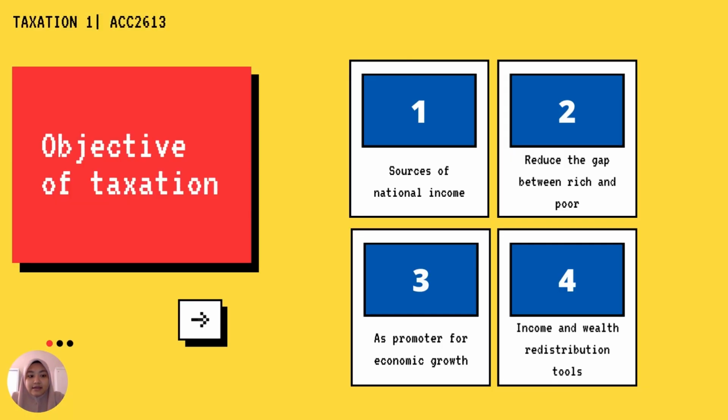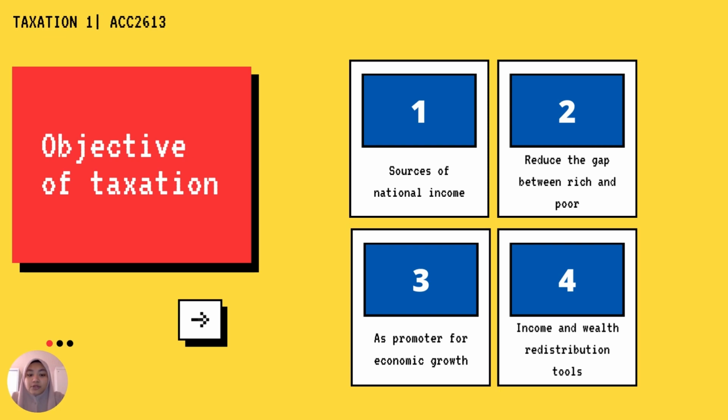Next, the objective of taxation. Firstly, source of national income. The government revenue comes from individual income tax, corporate income tax, and other mixed sources. This revenue is used as an indicator for national income. Secondly, reduce gap between rich and poor. It is because high income person will pay higher income tax than low income person.